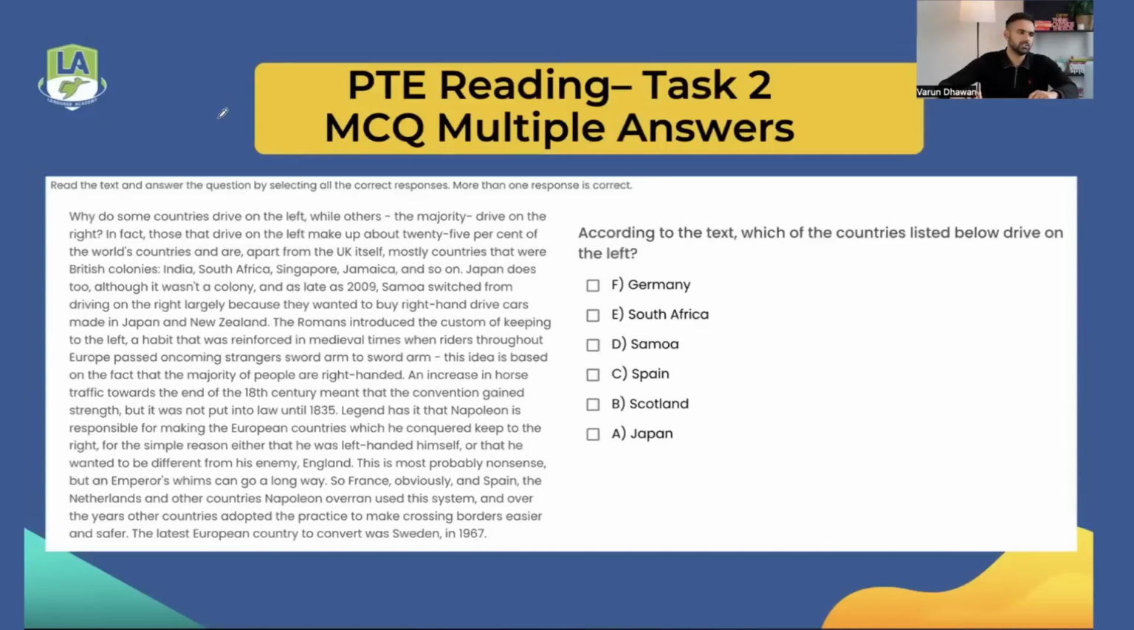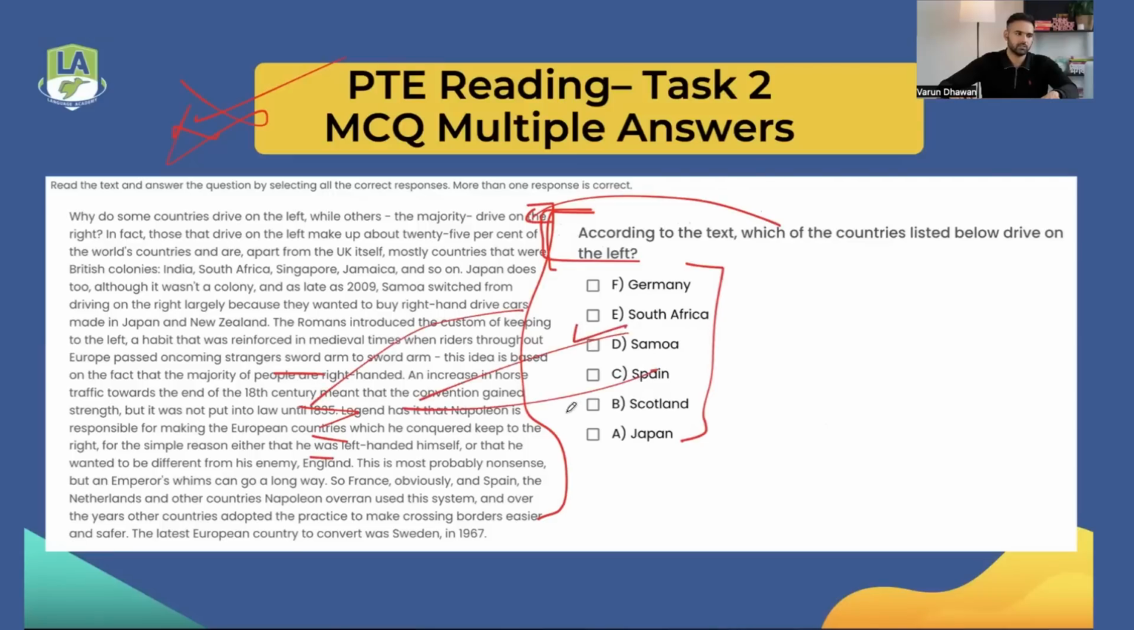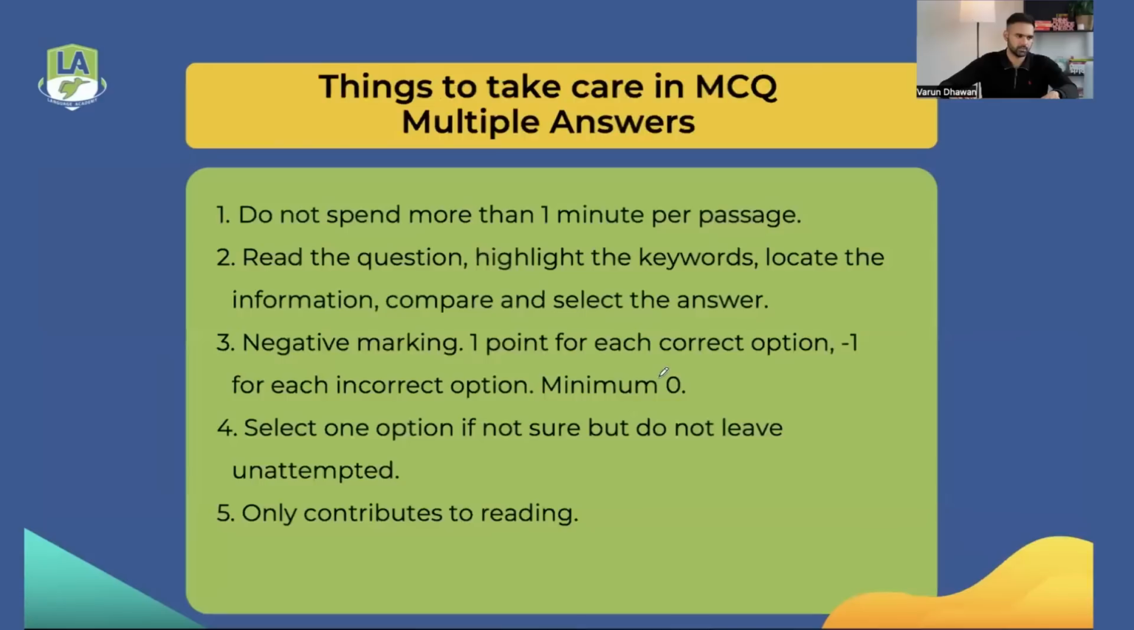The next question is MCQ multiple answer. This is not important. You do not have to worry much about this. What happens here? You'll get a passage on your screen. Along with the passage, you'll have a question and 5, 6, or 7 options. What you need to do is read the question, look for the answer that has been asked in the question in the passage. And once you have located the answer in the passage, compare the information in the passage with the options over here, and then select the one which you think is the right answer.